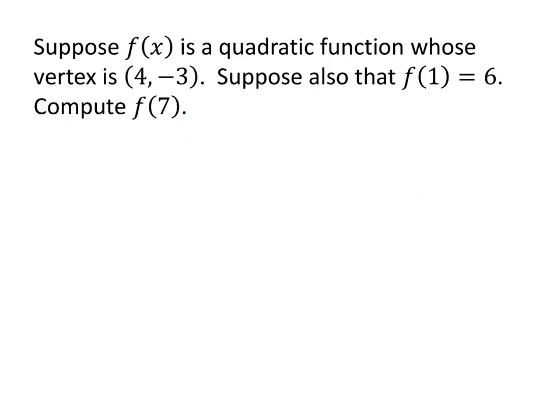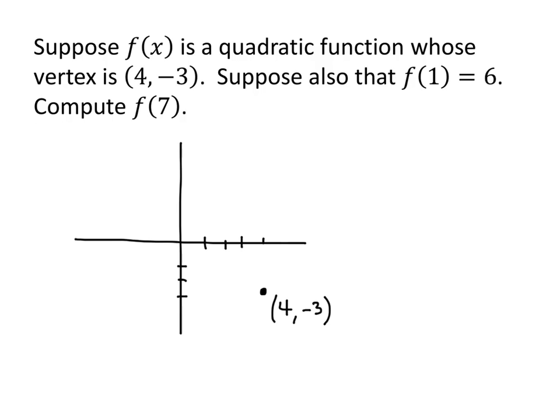One way we can apply the fact that parabolas have this axis of symmetry is in a problem like this. Let's suppose that we have this quadratic function whose vertex is at (4, -3), and suppose also that when we plug 1 into this function we get 6. So we can't get a great graph of this function, but we do know some information. We know that if we plug in 4, we get -3, so somewhere around here is the point (4, -3). And we know that that's the vertex of our parabola.